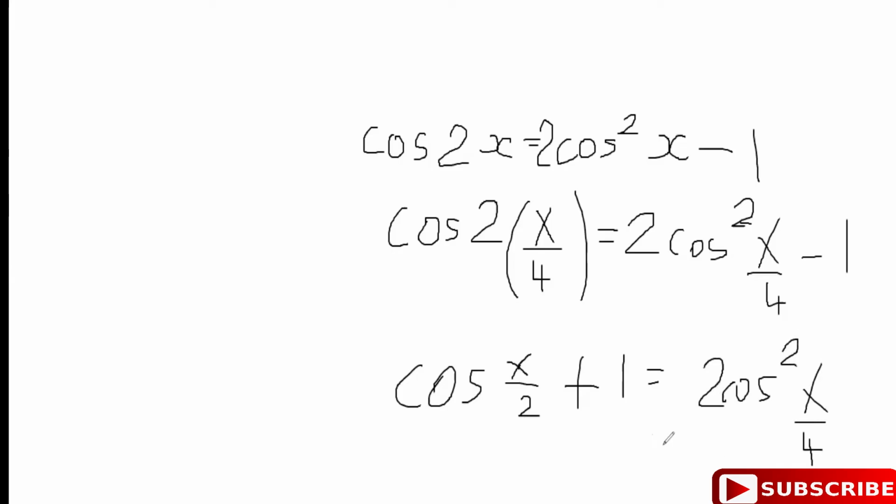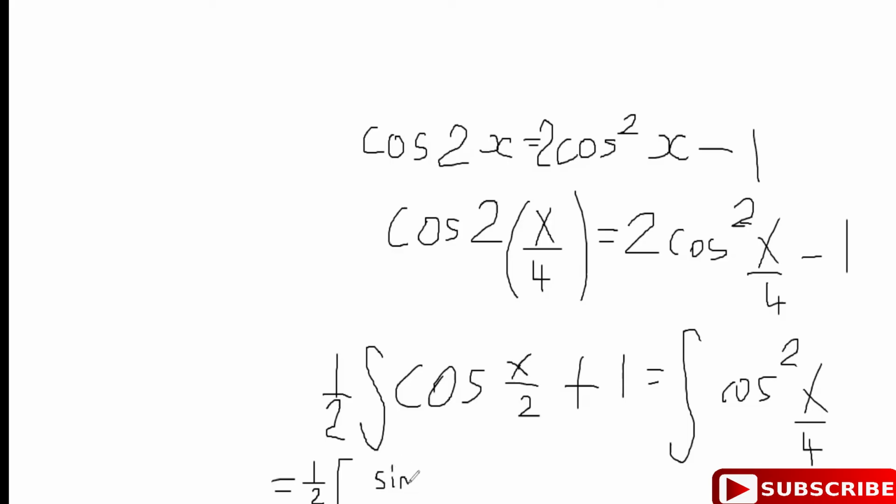And so the integral of this side is equal to the integral of this side. And then we can divide by 2. So let's just take out this 2 and put it as a half over here. And so it works out to be a half times the integral of cosine x over 2. When you differentiate sine, you get cos, and so the integral of cos is sine.